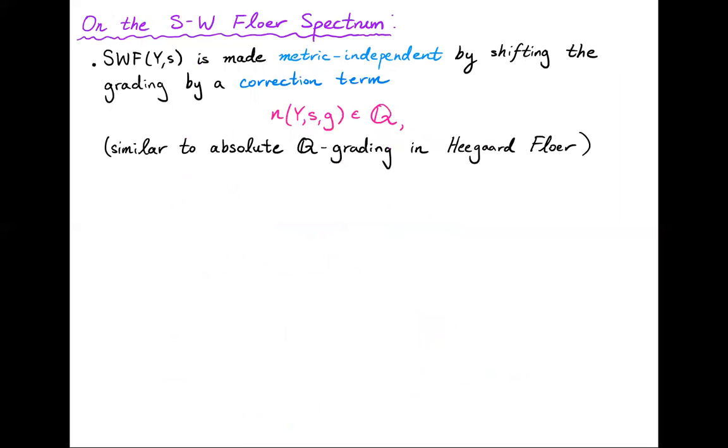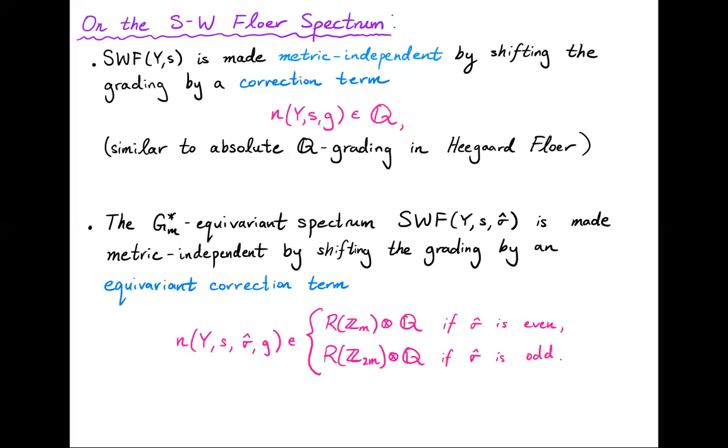Let me tell you a little bit about the Seiberg-Witten Floer spectrum, some of the technical stuff that goes into it. If you've seen this before, you'll know that the Seiberg-Witten Floer spectrum is made metric independent by first constructing a metric dependent spectrum, and then shifting it by a correction term n(Y, S, g), which is in general a rational number. That fixes it so it's independent of the metric, and this is similar to the absolute rational grading on Heegaard Floer homology.